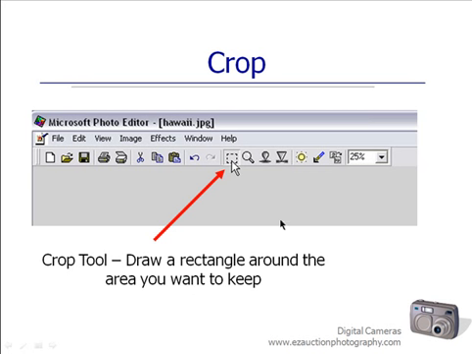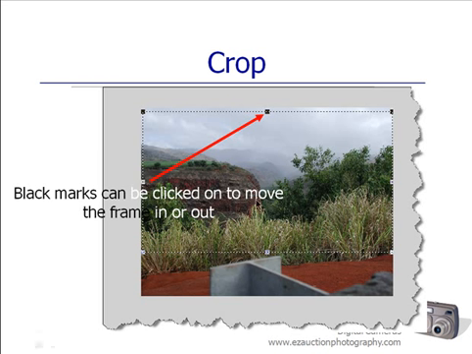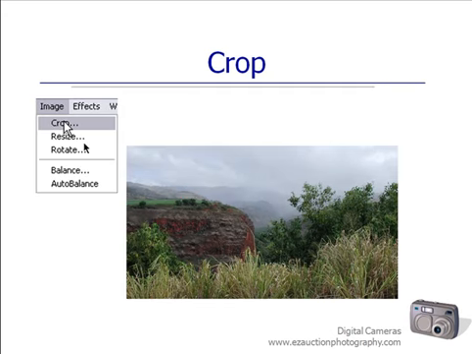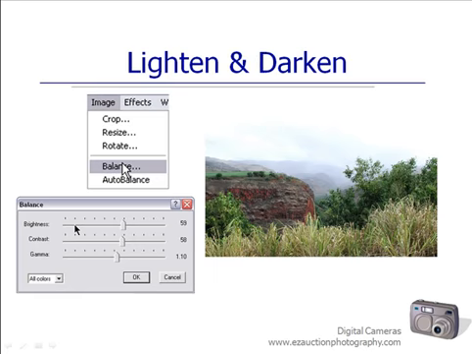If you want to crop the image, probably you want to crop to move in closer. With the Microsoft Photo Editor, you would click on this little dashed icon, then draw a square or rectangle around the area you want to keep. Now do know that these are handles, so if you don't draw the perfect rectangle, you can move these in and out until the area is just perfect that you want to keep. And then once you have that done, you can go back up to Image and click on Crop, and it will crop to that area.